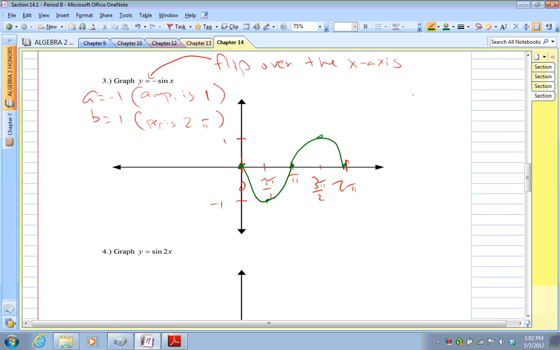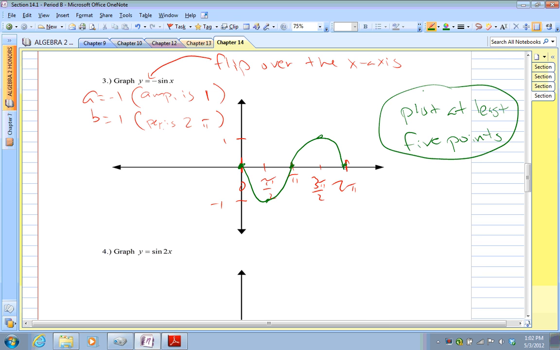By the way, notice how we're plotting at least how many points? 5 points, exactly. That's another important thing for sine graphs and cosine graphs. It always helps to plot at least 5 points for one cycle, because that way you'll be able to get the peak, the trough, and 3 of the middle points. So this completes the full cycle. So plot at least 5 points when doing these. So you have start, end, and 3 in the middle.